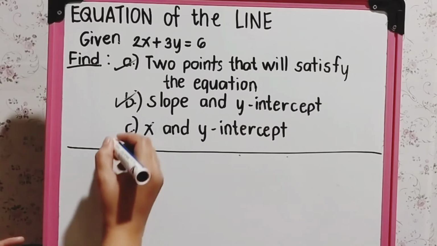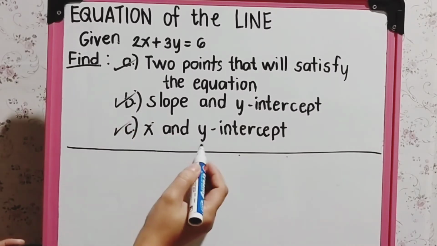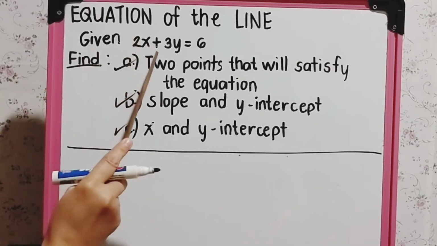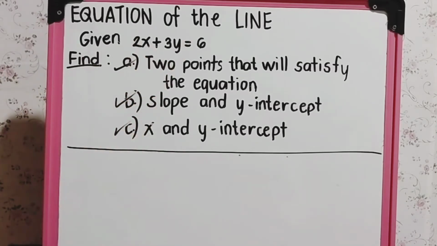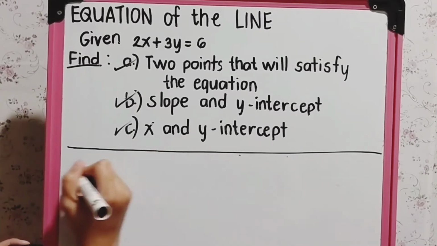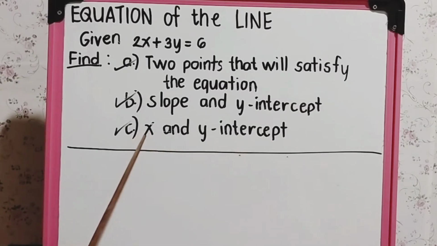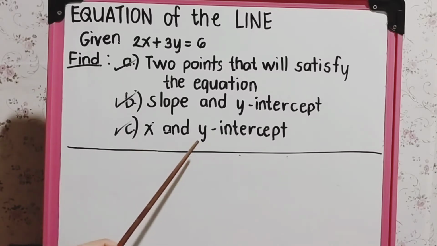Okay, this time let's go to letter C. Let us find the x and the y-intercept of this line. 2x plus 3y equals 6. Okay, how do we get the x and the y-intercept? So remember, when we say intercept, these are points on the axis itself. So kapag ang point nasa x-axis, x-intercept. Pag ang point nasa x-axis, ibig sabihin ng y ay 0. On the other hand, kapag ang point nasa y-axis, ang x naman niya ay 0.